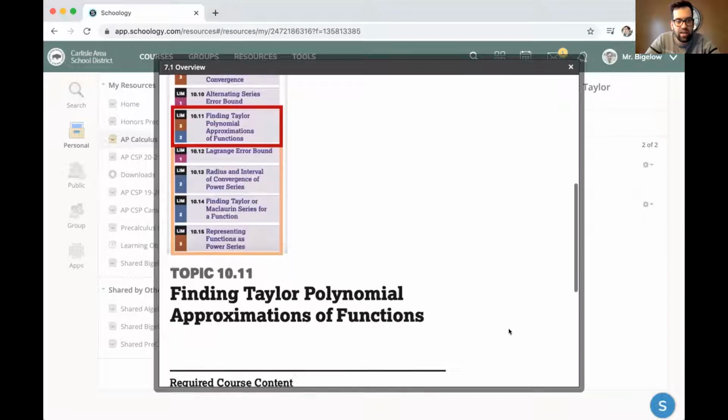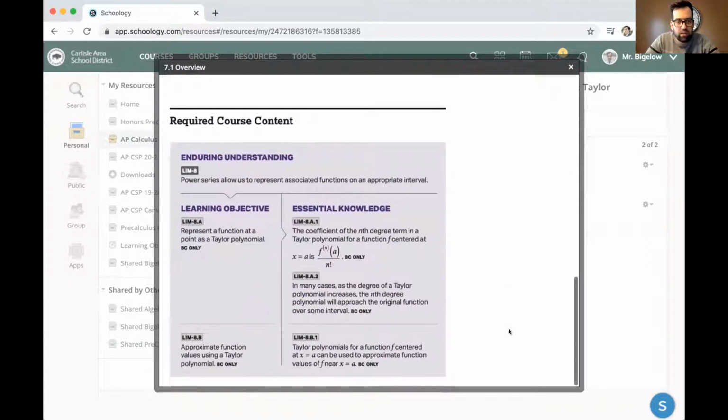All right. And so today we're going to cover specifically this essential knowledge, although this might not make much sense yet until we cover it. The coefficient of the nth degree term in a Taylor polynomial for a function f centered at x equals a is f at the nth derivative of a over n factorial. You'll see what that means later on.